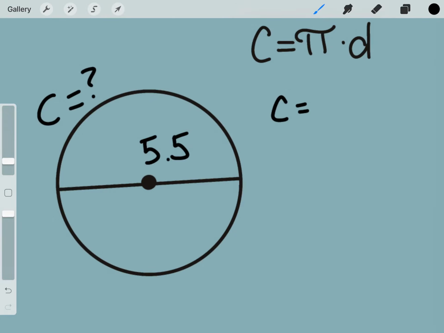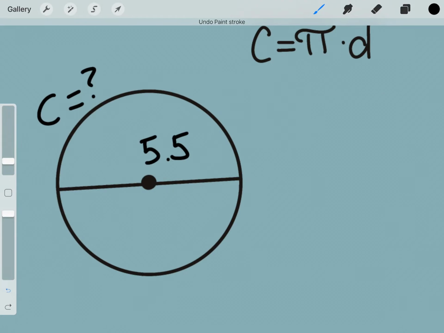So in order to find circumference here, the answer is just 5.5 pi. That's the most simplified form. By multiplying it by 3.14 instead of that super long number, you're just rounding. So it's better to just write it in terms of pi.